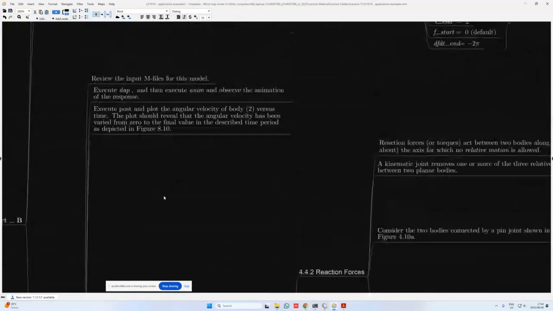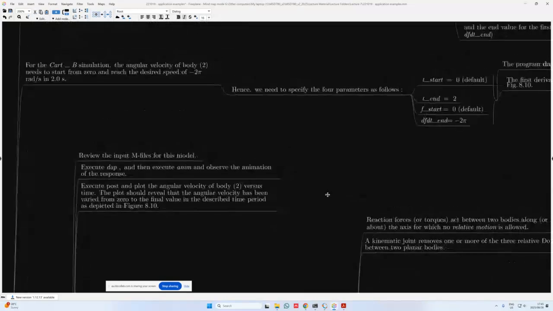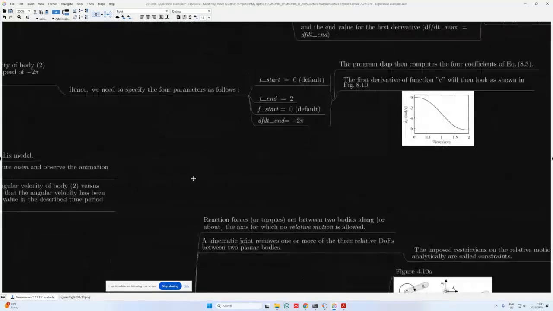And on that note, we can then also look at exercise 8.8. It says that we need to review the input M files for this model. We need to execute DAP and then execute anim and observe the animation of the response. And we can then execute post and plot the angular velocity of body 2 versus time. And the plot should reveal that the angular velocity has been varied from 0 to the final value in the described time period as depicted in figure 8.10. So 8.10 was this figure over here. Right, so with that in mind, let's first review the DAP-M files.